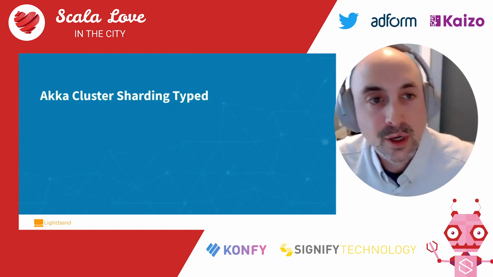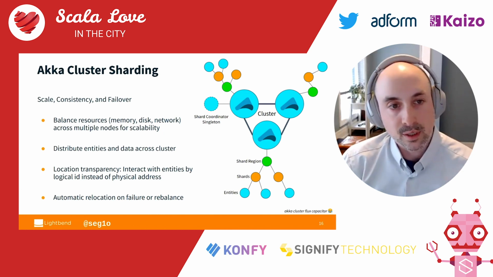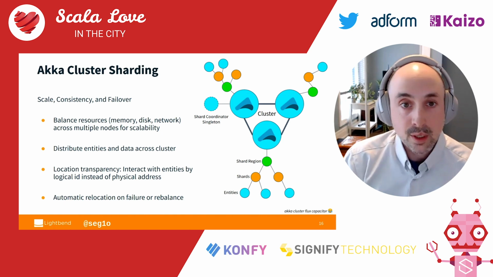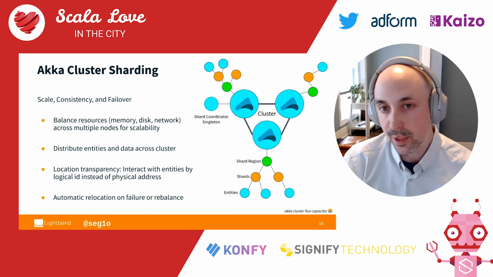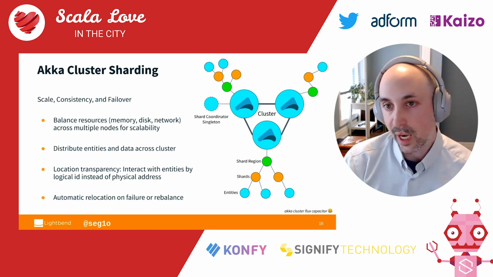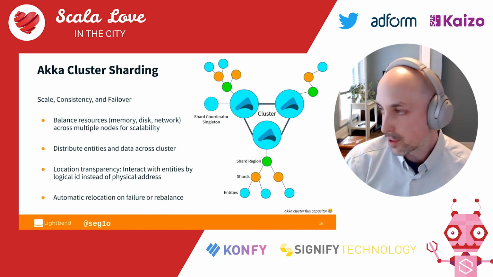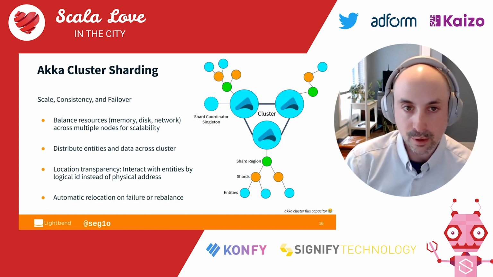Akka Cluster sharding. So this is an important subject to cover because a lot of the other features I'm going to talk about are based on it. So sharding is a similar concept to partitioning within a database, but instead of data, we're distributing actors across an Akka cluster. There's four main components to sharding. There's entities, which are basically just actors. There's shards, shard regions, and the shard coordinator.